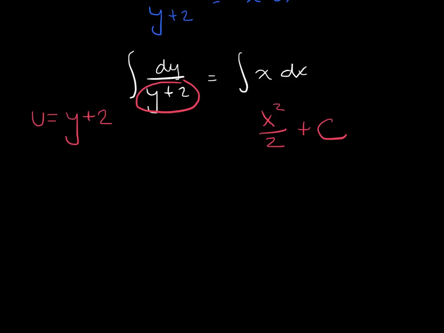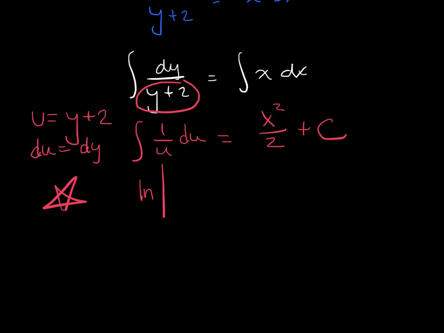U equals y plus 2, du is equal to dy. So I'm still having the integral symbol here, and I've got 1 over u, and my dy turned into a du. Okay, so I still need to integrate, and I'm going to get the ln of the absolute value. Watch that: absolute value of y plus 2 equals x squared over 2 plus c.